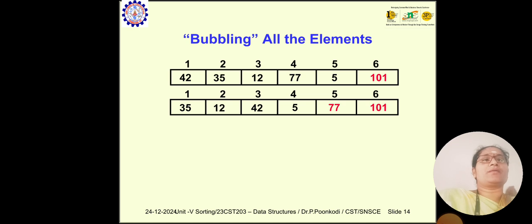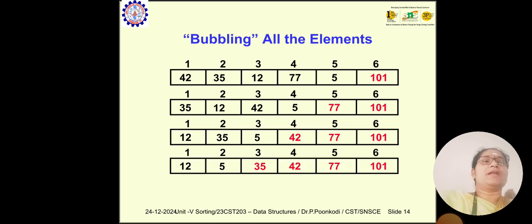Now you can check. First we compare 42 and 35. It will be swapped, and 35 comes here. Next is 42 with 12. 42 is largest, swap. Next 42 with 77, there is no need to swap. Next we compare 77 and 5. We have to swap it.